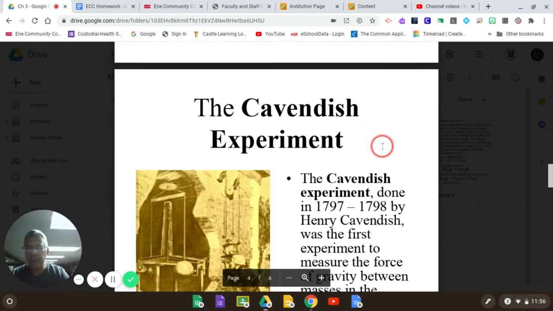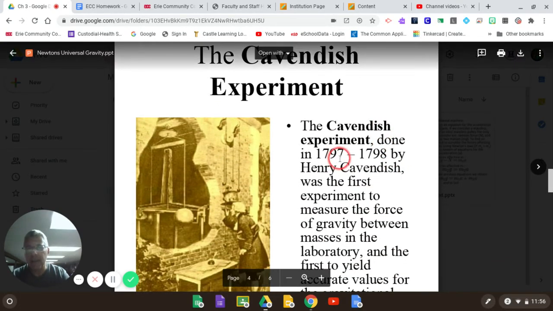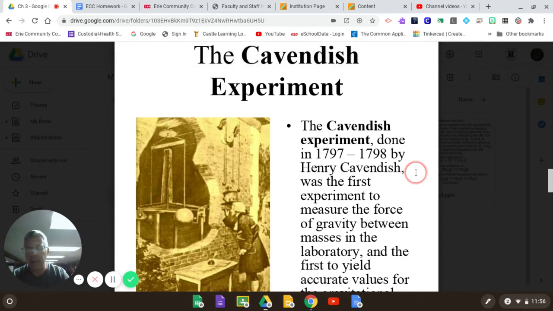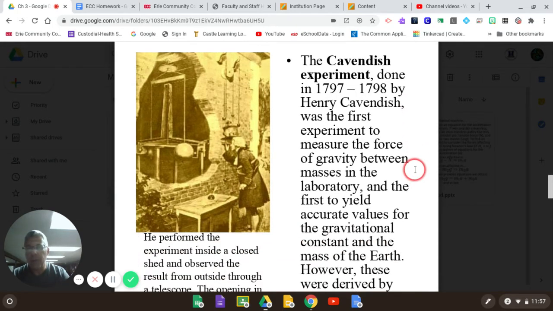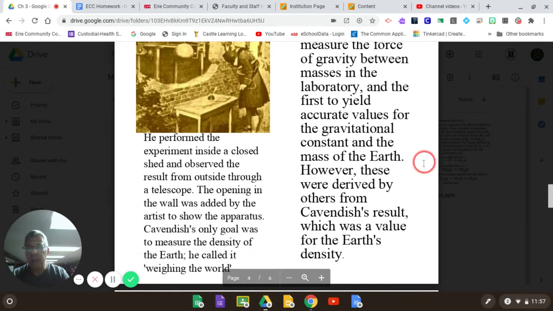Anyways, the Cavendish experiment was done in 1797 to 1798 by Henry Cavendish. It was the first experiment to measure the force of gravity between masses in the laboratory and the first to yield accurate values for the gravitational constant and the mass of the Earth. However, these were derived from Cavendish's result, which was the value for the Earth's density.